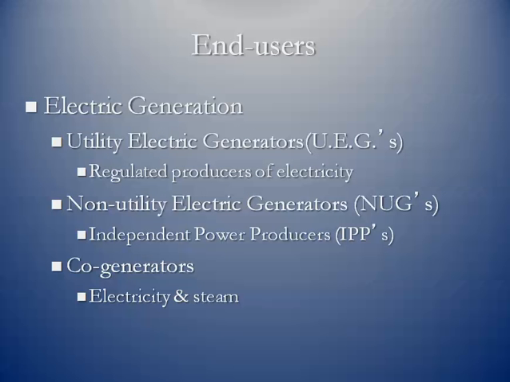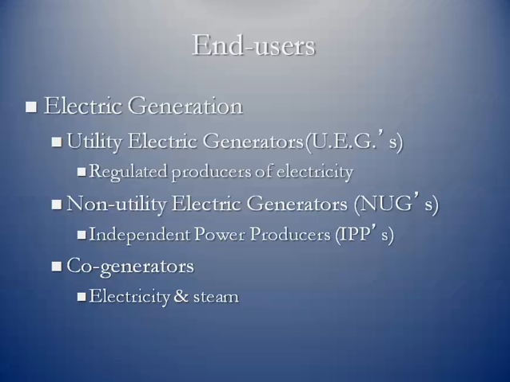We'll talk about electric generators. There's two different groups. You've got the electric utility generators. These are regulated producers of electricity. They're either federally regulated or they're regulated by the respective states. And then you have the non-utility electric generators, the so-called independent power producers. These are also known as merchant power companies.